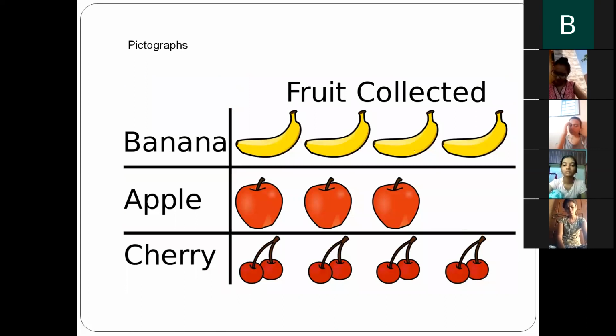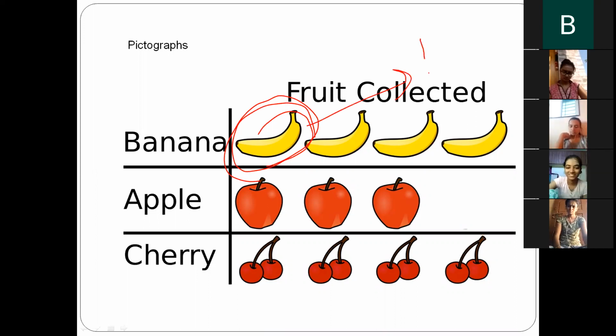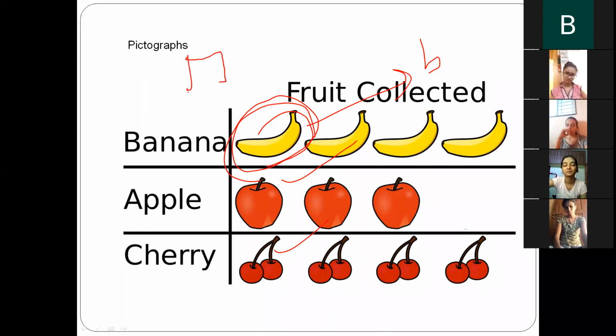That is the pictograph. What is this pictograph? It is going to tell about the value. By seeing this one, what would you say? It's a banana. No one is going to say it is an apple. Yes or no? Everyone is going to say it is a banana. Yes? This is an apple. This is a cherry. By seeing the things you can identify easily. That is a pictograph. See, I am going to draw this one. What is this one?